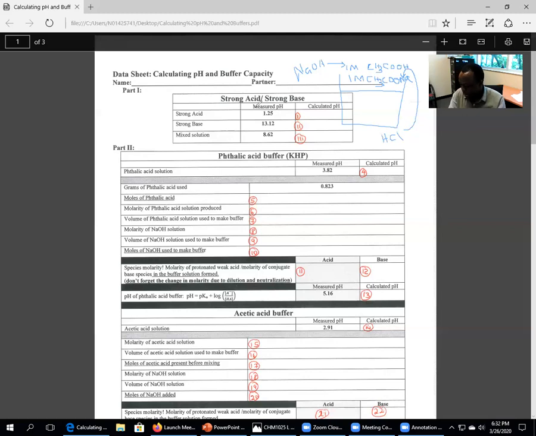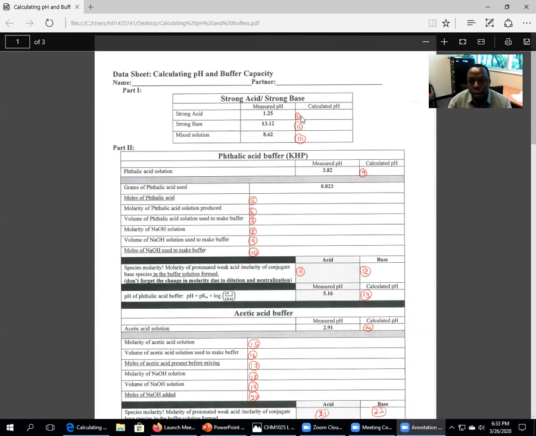And without wasting my time, in part one, working with the strong acid, strong base, the values you see here, these are the measured values. What does measured mean? It means somebody came in on the lab and used the pH meter to determine the pH of a solution, which is sodium hydroxide and HCl, and these are the values you see here.